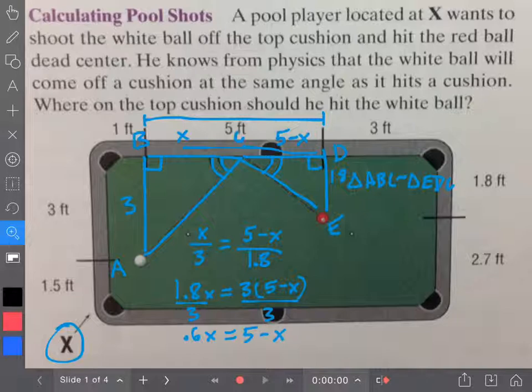I'm going to add x to both sides. And starting back over here, I now have 1.6x equals 5. Divide by 1.6. And I get x equals 5 divided by 1.6, which is 3.125.